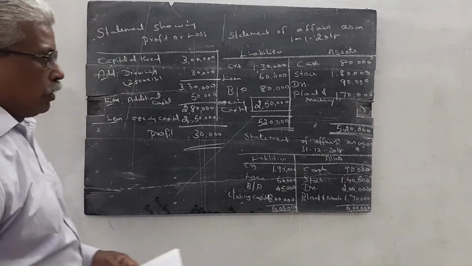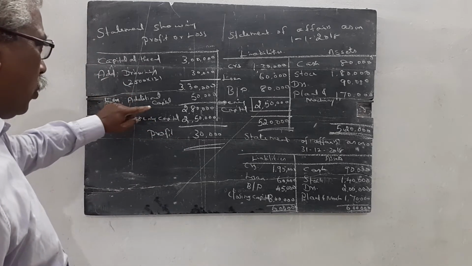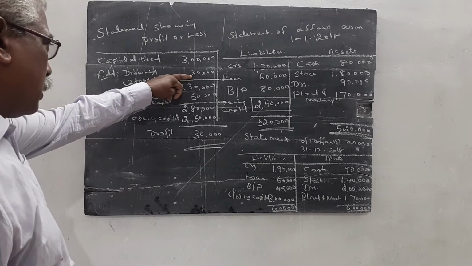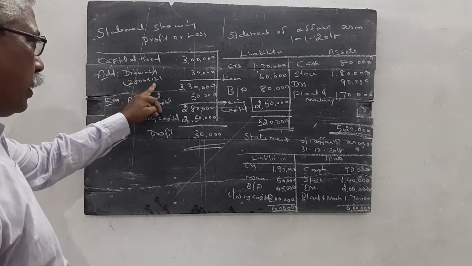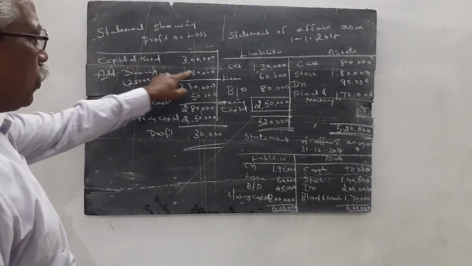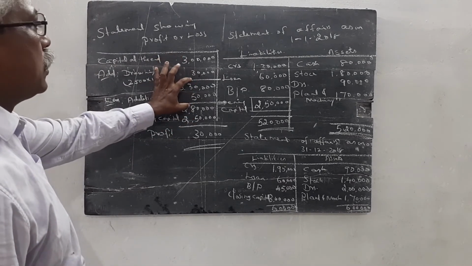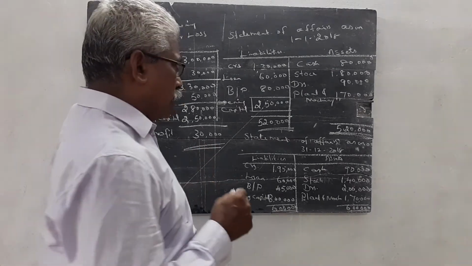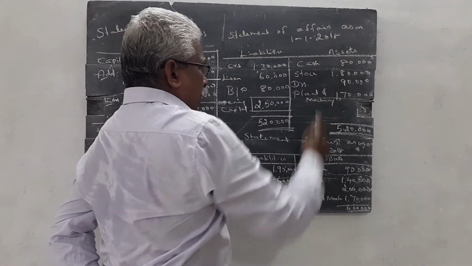Once again, only the drawings and additional capital are given in this question. The drawing amount is 30,000. Each and every month he withdrew 2,500, so the total is 30,000. Over the whole year Mr. A withdrew 30,000. Additional capital is 50,000. These two pieces of information are given. Then with the help of the information given in the question, we have to prepare the statement of affairs on 1/1/2018.